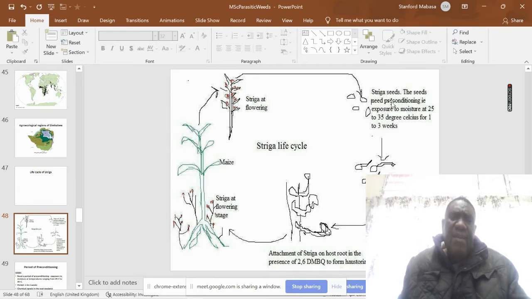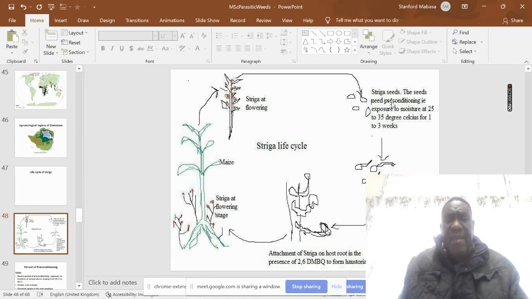And a structure known as the haustoria is formed. The haustoria is like a conduit which will allow the passage of water, nutrients from the host to the parasite. And the parasite is going to utilize these for growth.